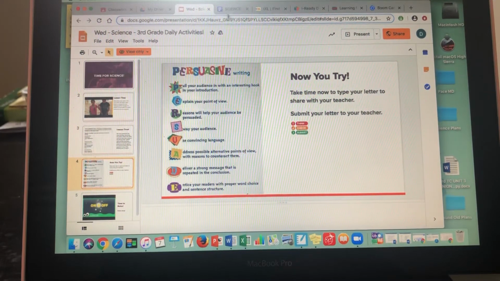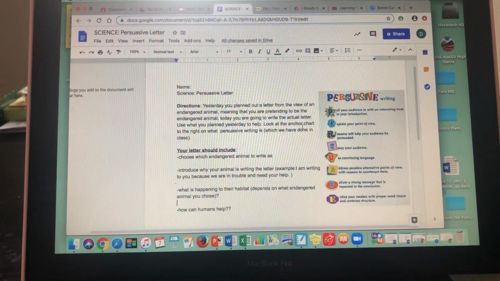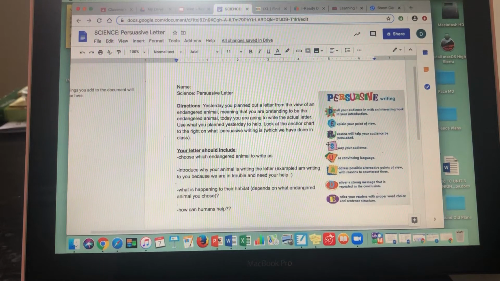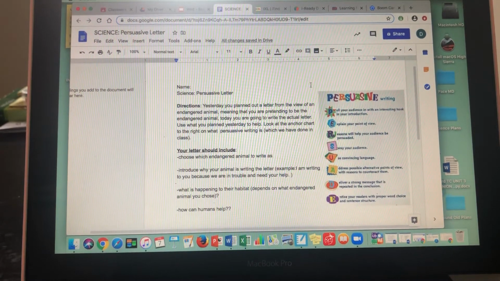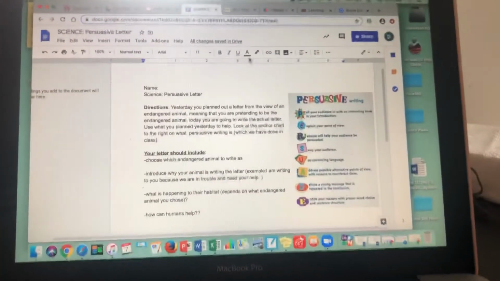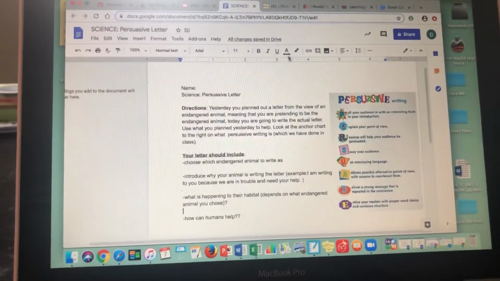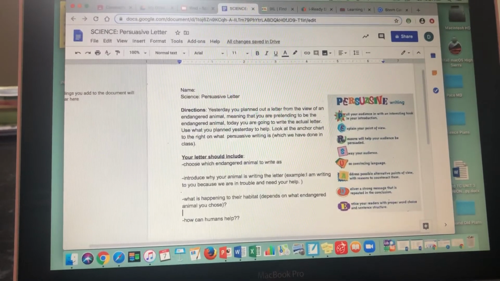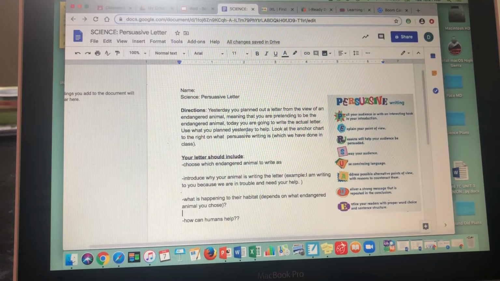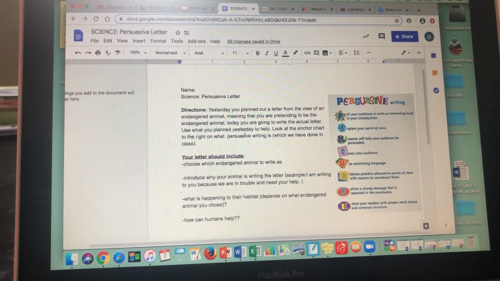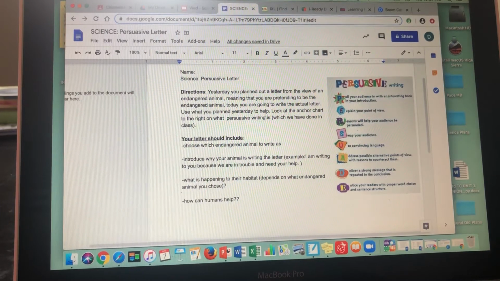And I attached this document for all of you to see. I wrote you some directions here at the top on how you are going to be taking steps in doing this. It says, yesterday you planned out a letter from the viewpoint of an endangered animal, meaning that you are pretending to be that animal. Today you're going to actually write the letter. Use what you planned yesterday to help.